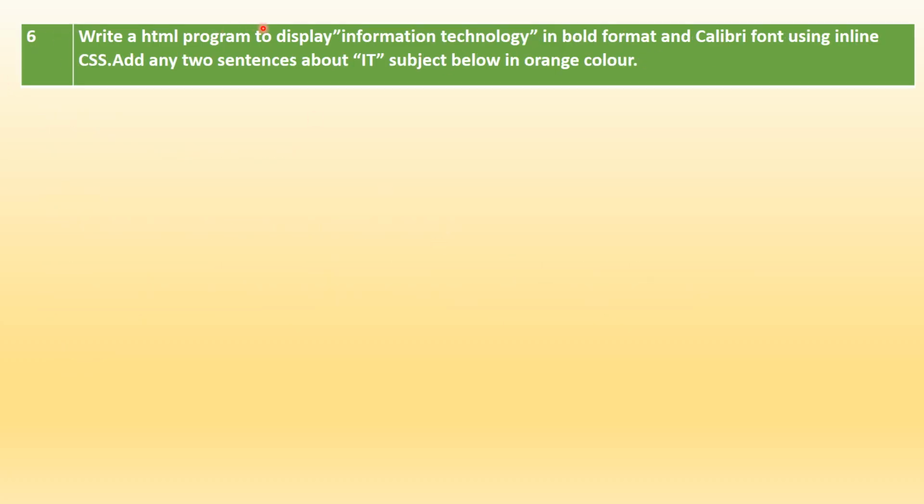In this question, we have to display information technology in bold format and Calibri font using inline CSS. So this is inline CSS. In inline, we are going to use style as an attribute. Add two sentences about IT subject in orange color.